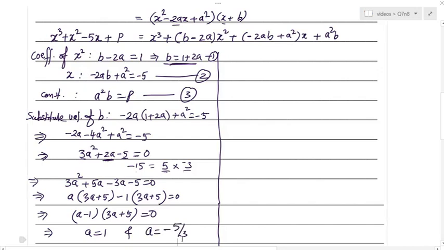Now for each of these values we need to find the value of b. So we'll just use equation number 1 here. a equals 1 gives you b equals 1 plus 2 times 1, which equals 3. And a equals minus 5 over 3 gives you b equals 1 plus 2 times minus 5 over 3, which gives you minus 7 over 3.